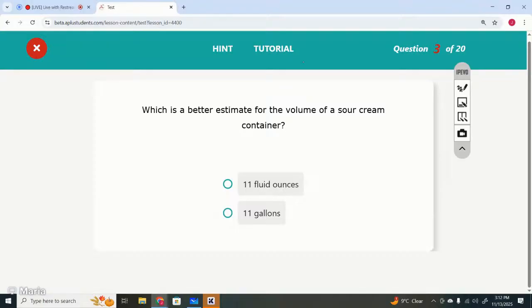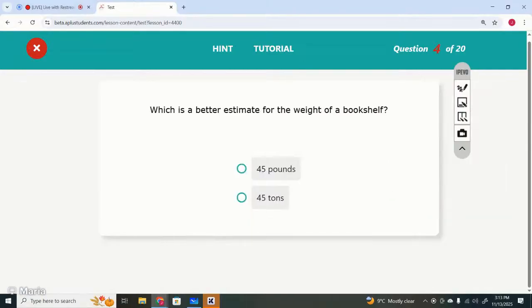Which is a better estimate for the volume of a sour cream container? We have two options, 11 fluid ounces or 11 gallons. So which is the correct option? The correct option is 11 fluid ounces, because 11 gallons is too much for the container.